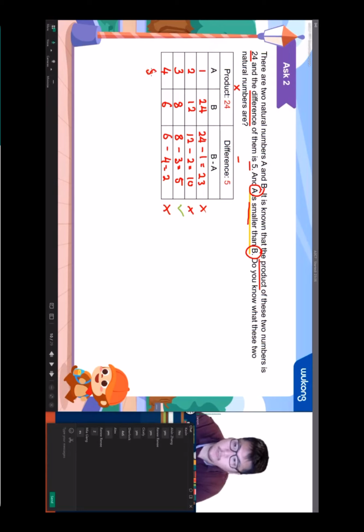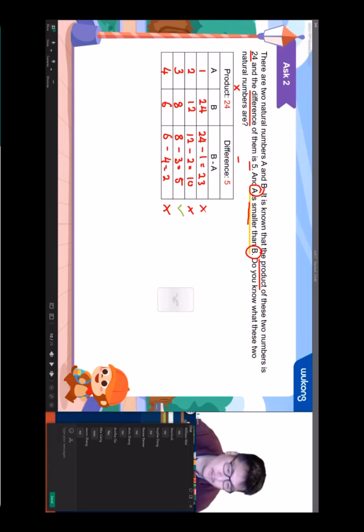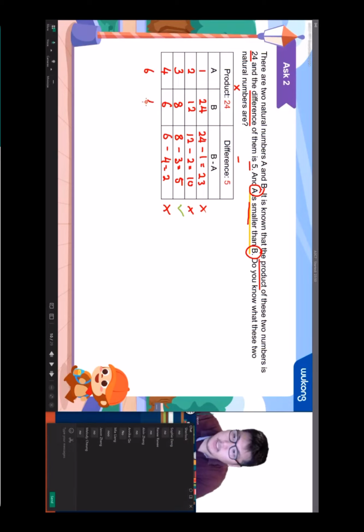All right, can I do 5, guys? No. So we stop here. Okay. Now make sure you don't keep going and do 6 and 4. No, it doesn't work. You're using the same number, and also A should be smaller than B. So we stop. All right.